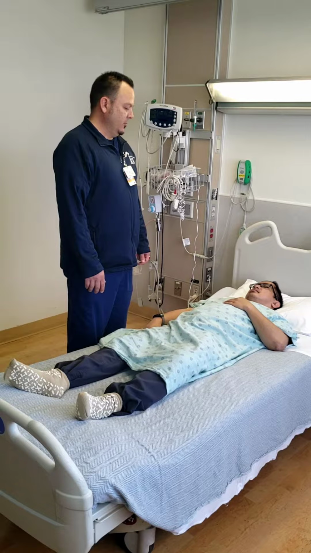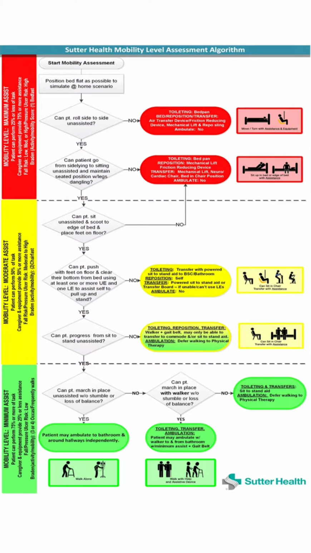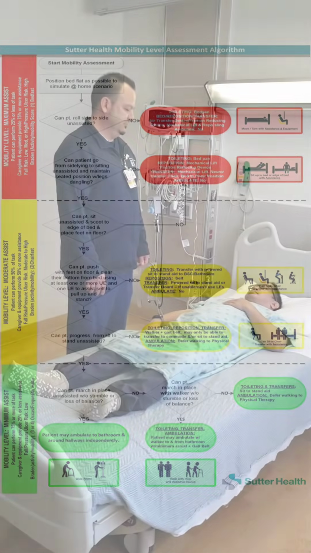You are trying to determine whether your patient is independent, needs minimum assistance, moderate assistance, or is a maximum assist. The following exercises will help you make that determination. If your patient feels nauseous, dizzy, or lightheaded at any time, stop and address those concerns before proceeding any further. We will be using the mobility level assessment algorithm to assess the patient.